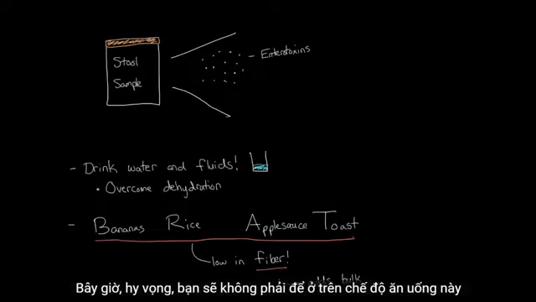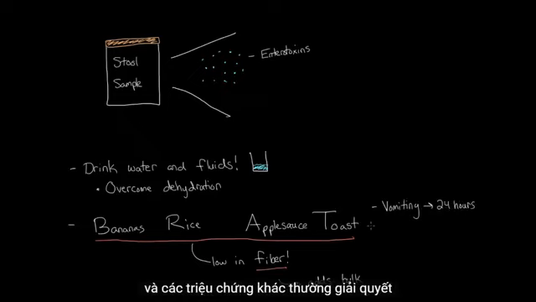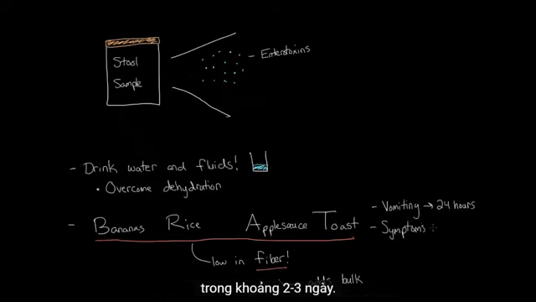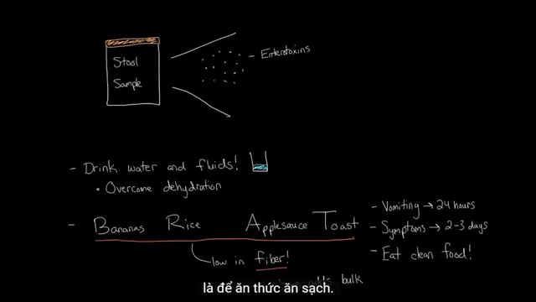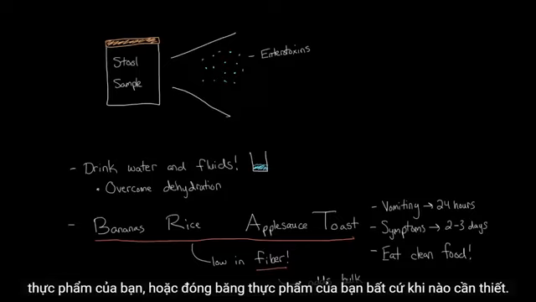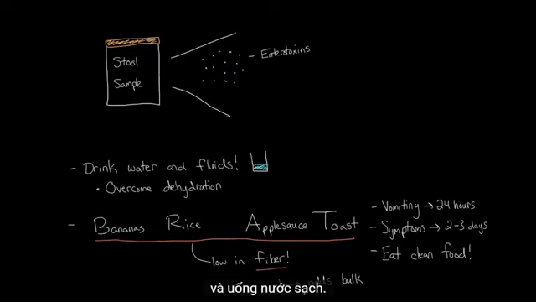Now, hopefully you won't have to stay on this diet for too long, because usually this type of food poisoning doesn't last very long. The vomiting typically lasts up to 24 hours, and the other symptoms typically resolve in about 2 to 3 days. And of course, the best way to really avoid getting this type of food poisoning is to eat clean food. Make sure you're always storing the food appropriately, make sure you're refrigerating your food or freezing your food whenever necessary. And then, of course, cooking your food really well and drinking clean water.